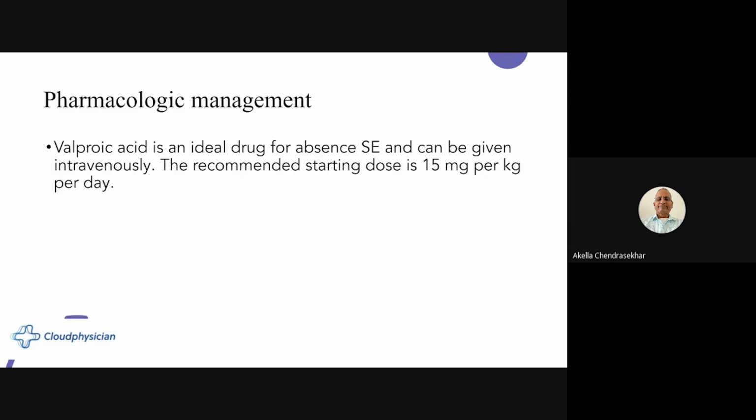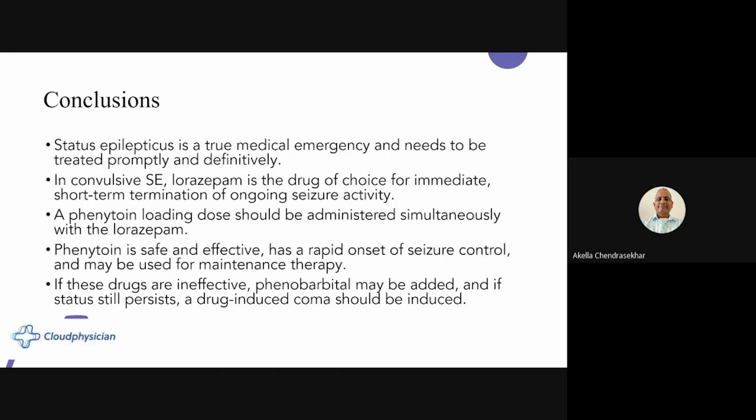Next slide. Now, if you're seeing absence seizure activity, the ideal drug is valproic acid. But again, think about what you have. Think about how you can manage. Again, go through the steps. Next slide. Here's what we have to learn.